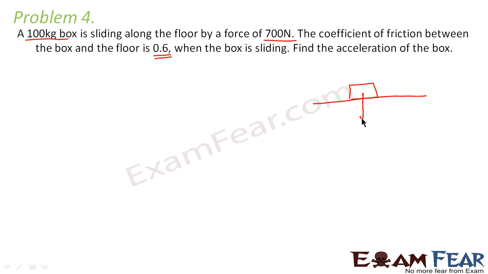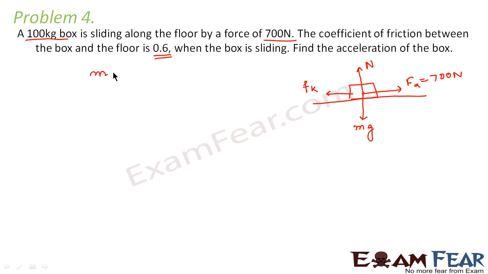Now, the forces which will act on this box are mg, vertically downwards, and the normal reaction force, vertically upwards. The applied force, that means the box is sliding along the floor by a force of 700 Newton. That means the force which is acting on the box, that force Fa, is equal to 700 Newton. And the coefficient of friction between the box and the floor is 0.6. That means along this direction will act the kinetic friction because this box is already moving.